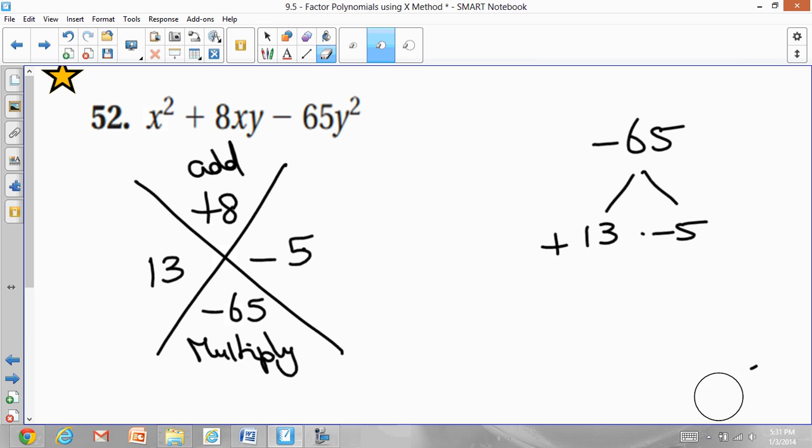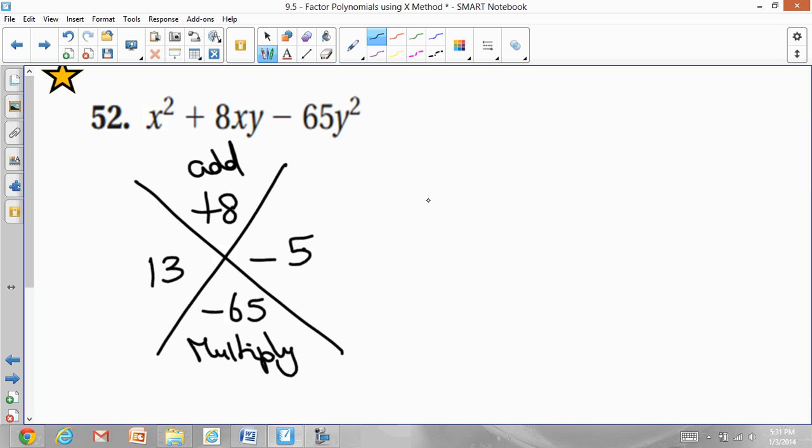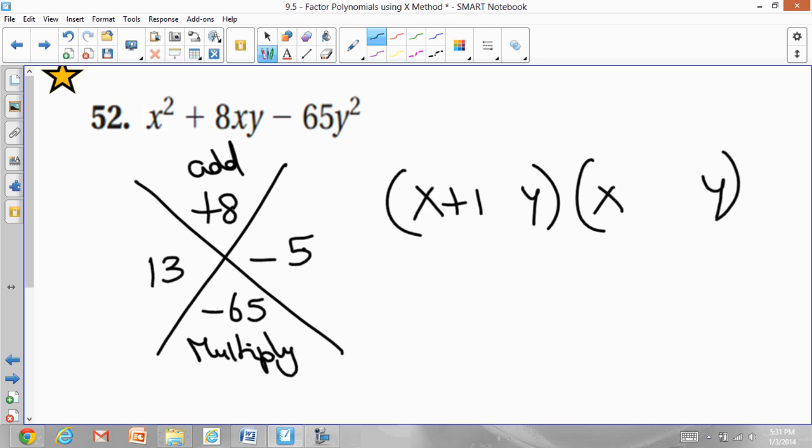Think like solving a puzzle, and once you're done solving the puzzle and you've got the factors, now let's set it up. So you have x and x. The only condition is this. If you look at the question, you have an x, you also have a y. So the first one is going to be my x, the second one is going to be my y. So now I have x plus 13y, and I have x minus 5y. And this will be the answer.